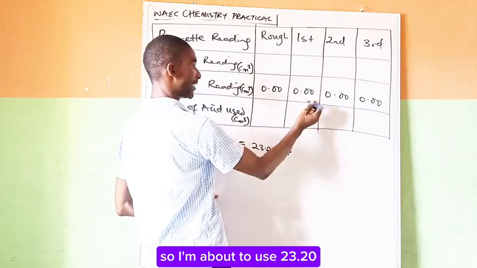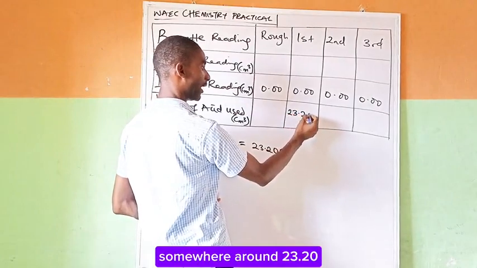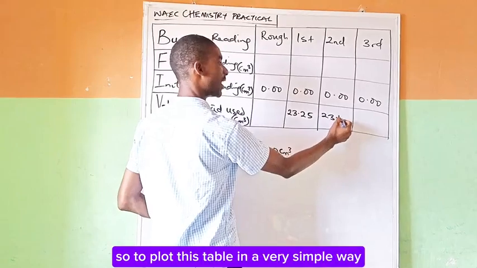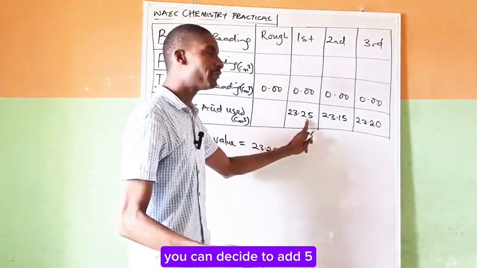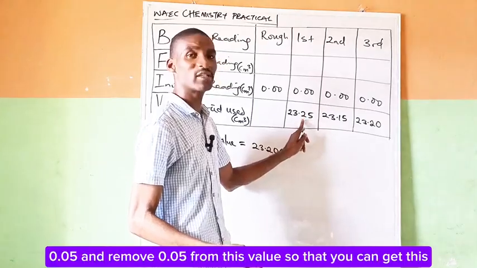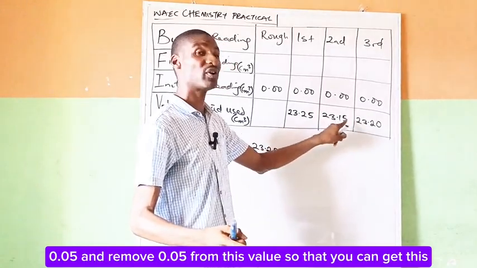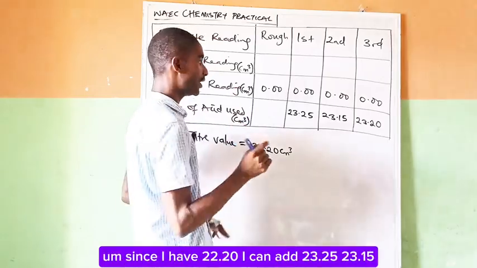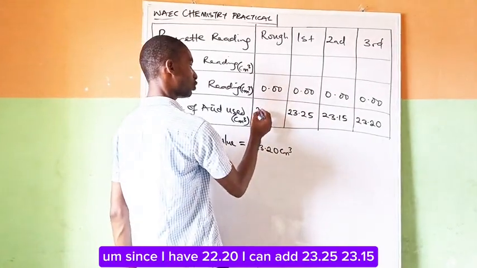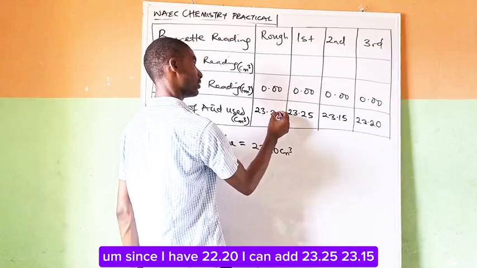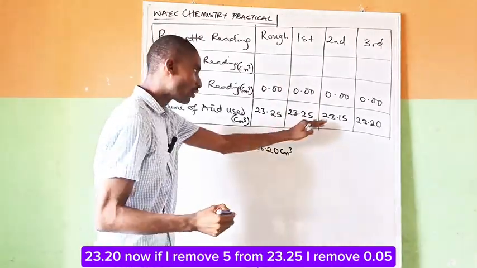All right. So here I can write, since I have 23.20, I can add, 23.25, 23.15, 23.20. Now, if I remove 0.05 from 23.25, I'm going to have 23.20. That 0.05, I had it here, gives me 23.20, and now 23.20 here. So now my rough, I can also have maybe 23.25. So the implication of that, I'm coming back to that.